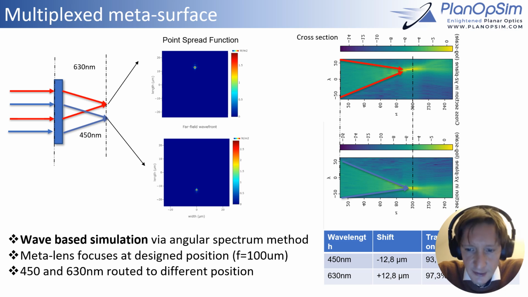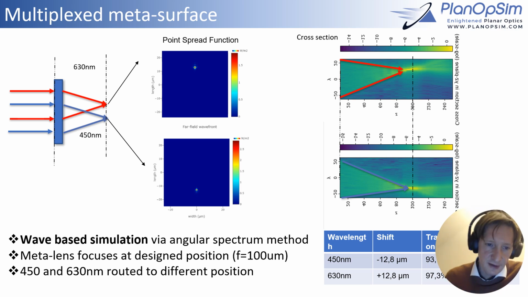And we use our angular spectrum methods simulations here to calculate the point spread function of this metasurface when we shine on it with the 2 wavelengths. And indeed, if we shine with red light, we get here the simulation on the top with the focal spot shifted up. If we shine with blue wavelength, we see the focal spot shifted down as we expected.